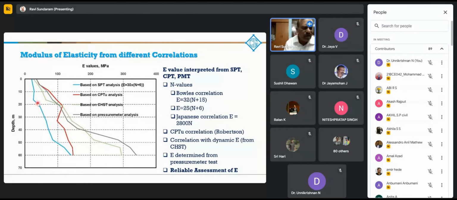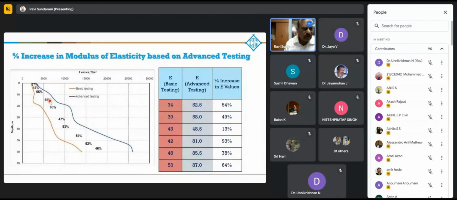trend that the borehole based N value based E value is the lowest, whereas the other tests give you much higher values of E. So the higher E translates into lower settlement. So you get a much better hold on the E value. So if you can see here, with the conventional SPT you are at the lower end, and with advanced testing technologies, more than 50% increase in the E values.